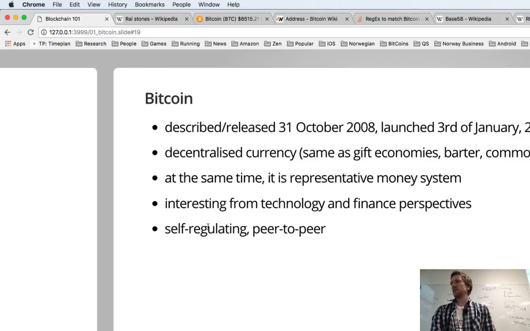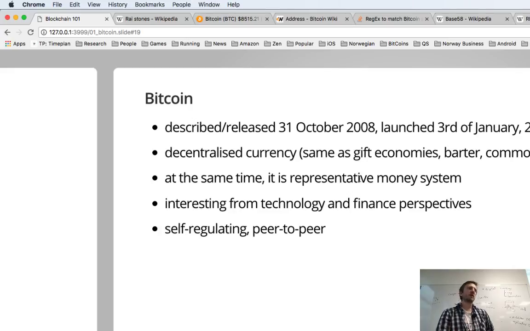One of the first examples of the electronic cryptocurrencies is Bitcoin. It was described in a white paper in October 2008, and then the chain was launched in January 2009. It is a decentralized currency, fits into the barter economy model. It is representative, so it's not linked to any physical goods, right? It only has a representative value.